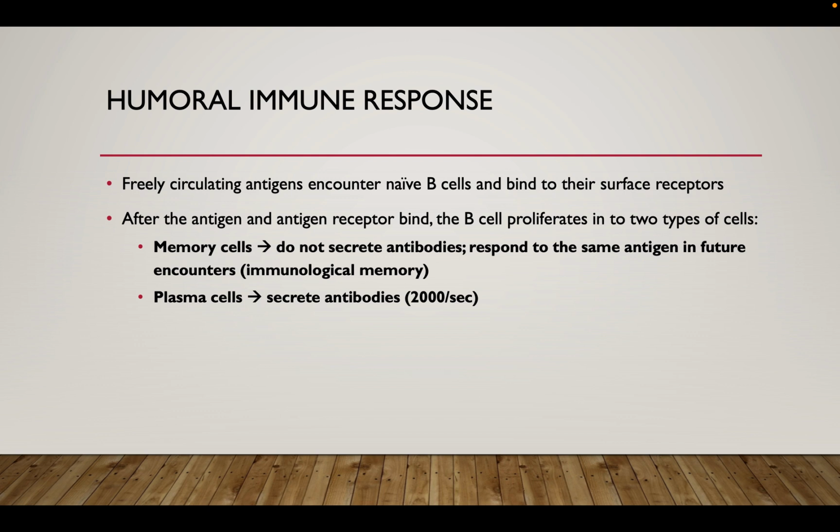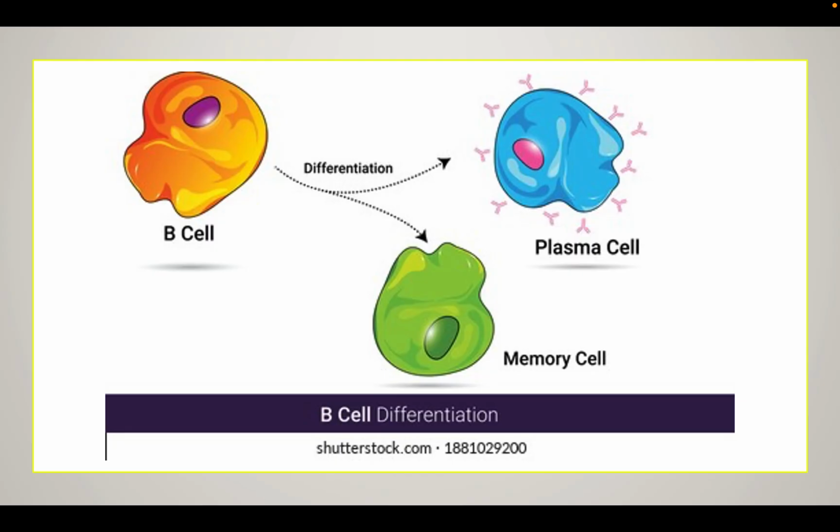The second type of cell that they can differentiate into is called a plasma cell. Plasma cells are going to be the antibody factories, if you will. They secrete lots and lots of antibodies every second, on the order of 2,000 antibodies every second released from a plasma cell. These plasma cells are derived from B cells. So don't say that B cells are the ones that secrete the antibodies. Say specifically that the plasma cells are those that secrete antibodies.